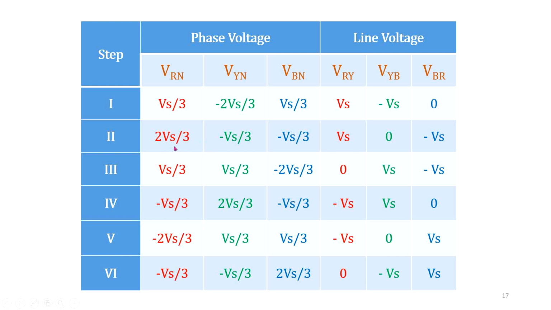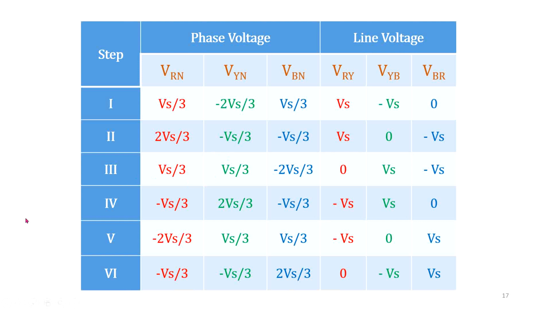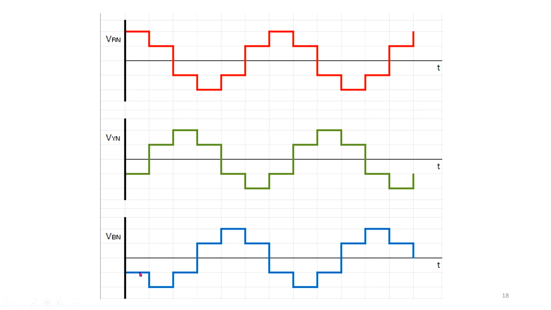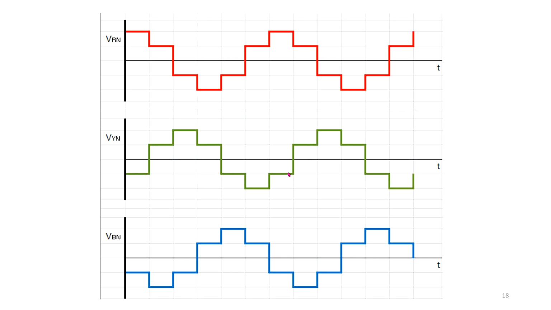if you look at this one, then Yn, your Y phase is minus Vs by 3, and this is 2 Vs by 3, this is minus Vs by 3. And similarly, the next sequence, this is also minus Vs by 3. Same. And for the next sequence, if it is Vs by 3, then the other one is also Vs by 3, then it is minus 2 Vs by 3. Look at this one, Vs by 3, and also Vs by 3, and this is minus 2 Vs by 3.